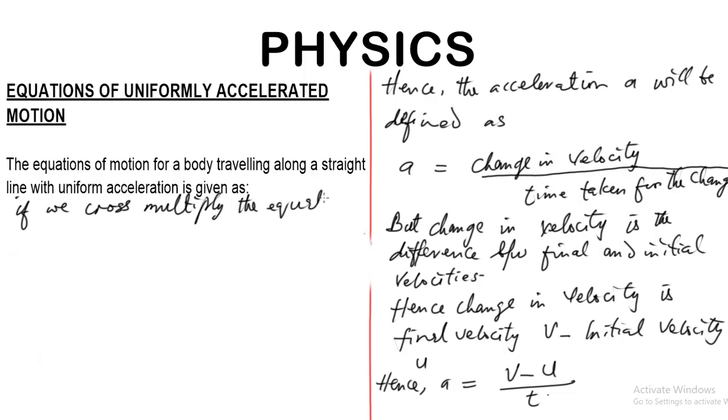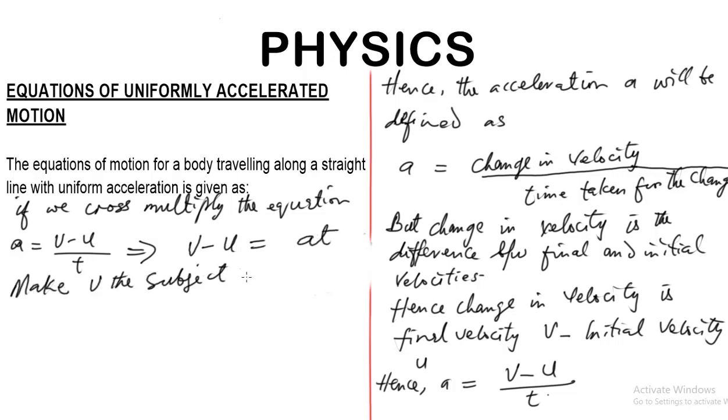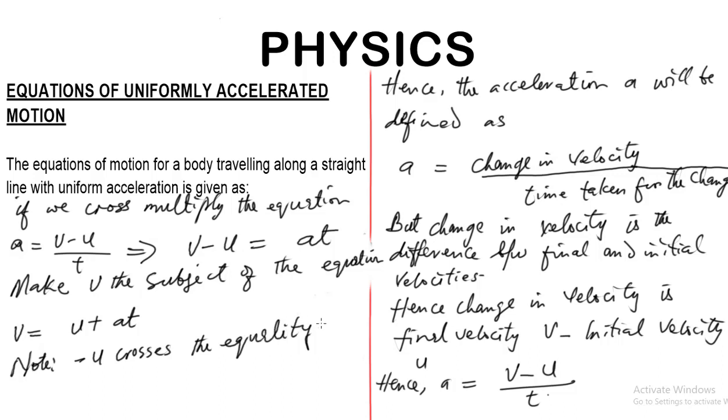And if we cross multiply the equation, a is equal to v minus u over t, we will have that v minus u is equal to at. Now let's make v the subject of the formula. Minus u will cross the equation sign and become positive. So we have v is equal to u plus at. This is the first equation of motion.